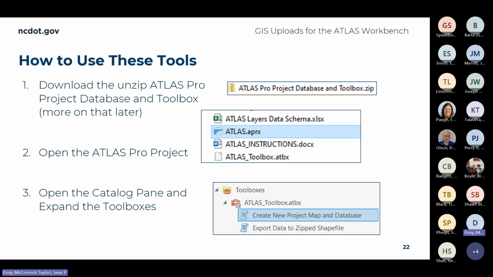There are instructions in the package that we've created. You would download the Atlas Pro project database and toolbox zipped. Then you unzip that and find the Atlas Pro project. Again, we've got instructions in there. Once the Pro project opens, you would go to the catalog pane. You have to expand it so you can see the toolboxes, and then you'd create a new project map and database.